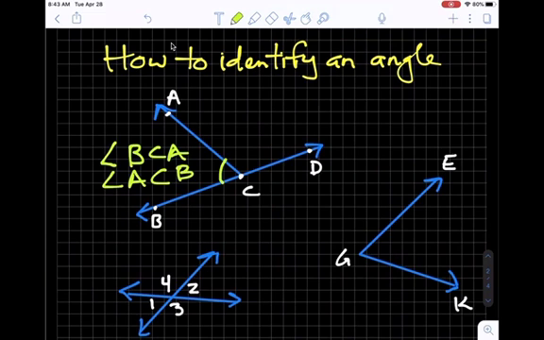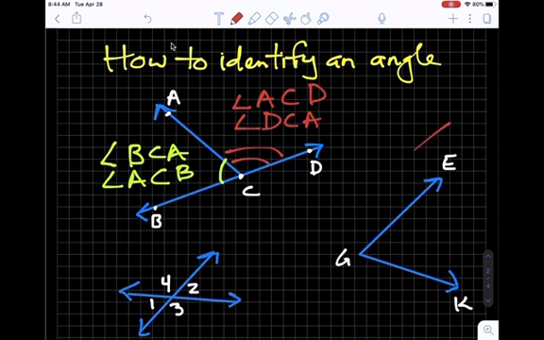Not a problem. Similarly, let's take a look at this one right here. We've got this one. We would call that angle ACD or angle DCA. So that's kind of the general idea of how you do things.